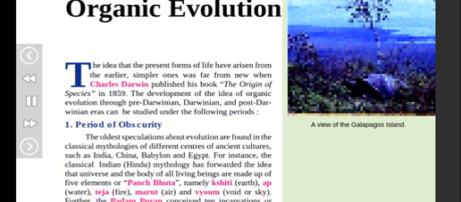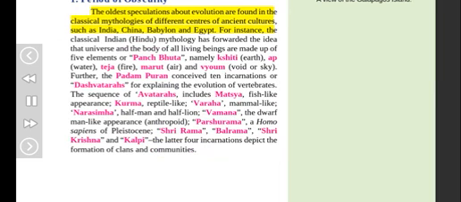The oldest speculations about evolution are found in the classical mythologies of different centers of ancient cultures, such as India, China, Babylon and Egypt. For instance, the classical Indian Hindu mythology has forwarded the idea that the universe and the body of all living beings are made up of 5 elements or Panchbhuta, namely Kshiti, earth, Ap, water, Tej, fire, Marut, air, and Vyom, void or sky. Further, the Padma Purana conceived 10 incarnations or Dashavataras for explaining the evolution of vertebrates.